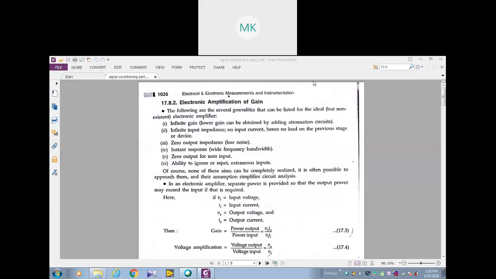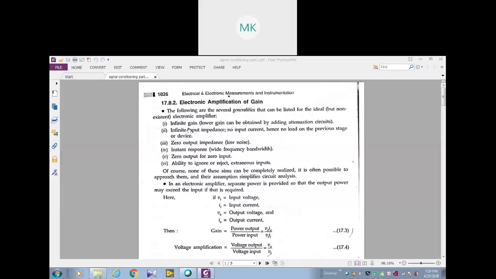Hello everyone. Today we'll continue from the previous topic. In the last class we have seen the mechanical amplifier, optical amplifier, and fluid amplifiers. Now the next part is the electronic amplifier, electronic amplification of gain. Here we will start with the ideal electronic amplifiers: what are the characteristics?